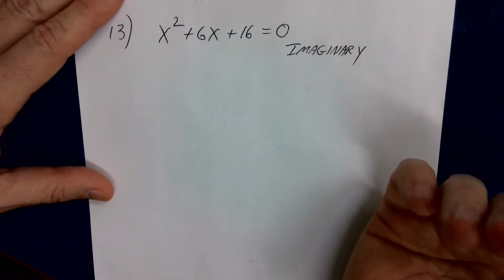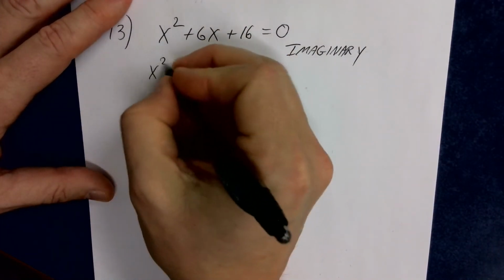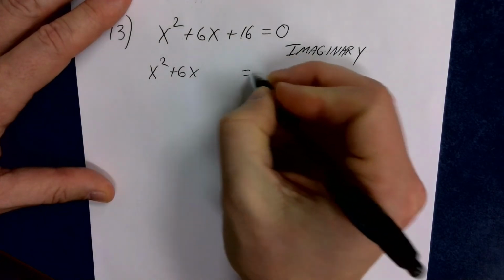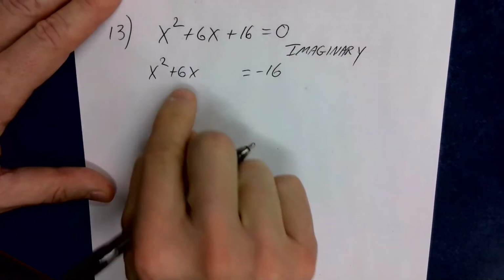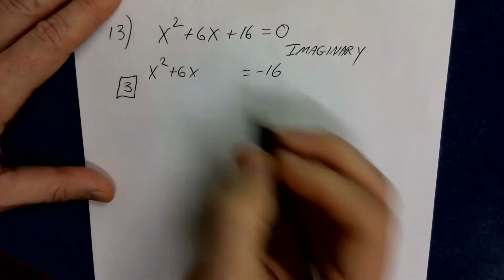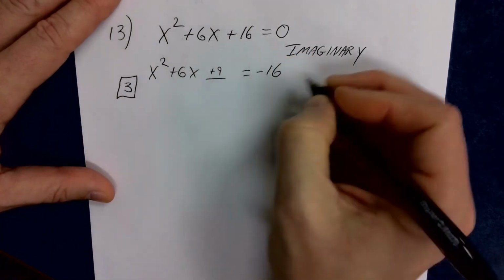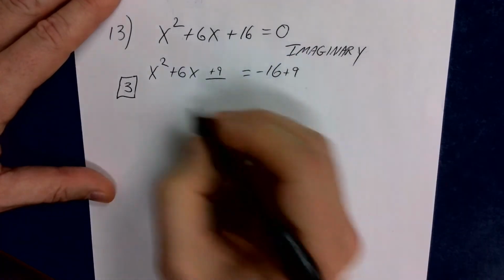Okay, so then you have two options. You can either complete the square or you can use the quadratic formula. I'm going to go ahead and complete the square. So x squared plus 6x equals negative 16. Always take half my linear term and put it in the little square box: 3, and then I square that. So that's going to be a plus 9 on both sides.